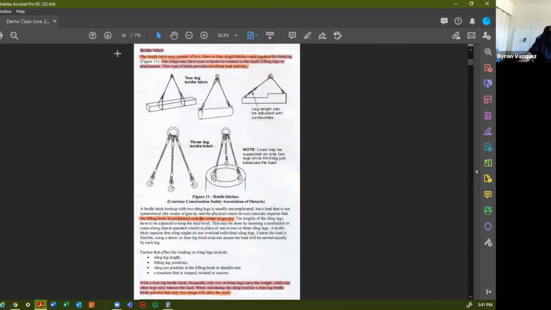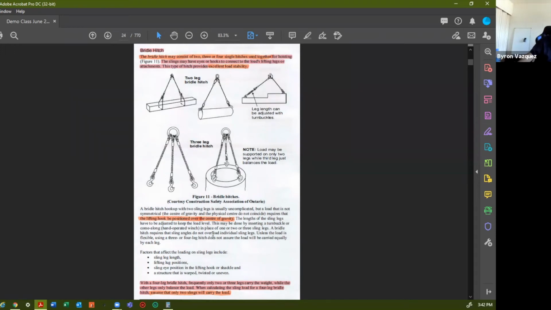These are different sling configurations. This one is called a bridle hitch. You can have a 2-leg bridle where they use 2 slings, and a 3-leg bridle where they use 3, and continuing, there are also 4-leg bridles, and they're going to use obviously 4 slings. The bridle hitch may consist of 2, 3, or 4 sling hitches used together for hoisting. These slings may have eyes or hooks to connect to the load lifting lugs and attachment. This type of hitch provides excellent load stability. If you have an uneven load where most of the weight is on one side or the other, you are definitely going to want to use a bridle hitch.